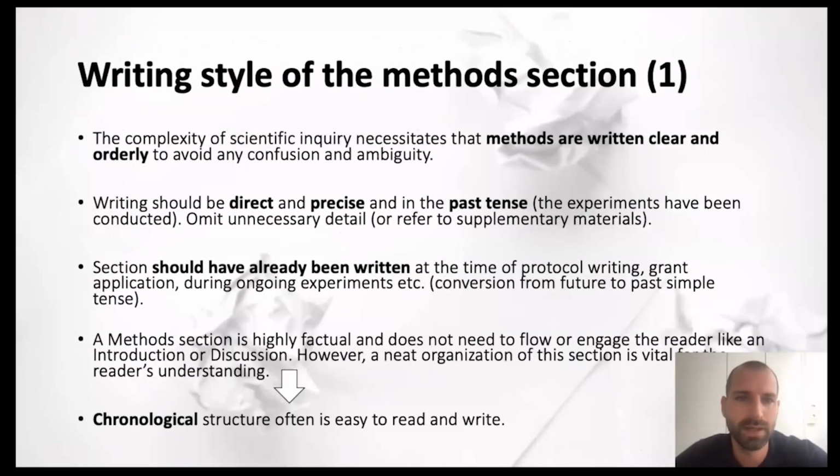So let's look at the writing style that you would employ for writing your method section. Well, first of all, the complexity of scientific research mandates that the methods are written in a clear and orderly fashion in order to make your writing as reproducible as possible, to avoid any confusion and ambiguity. Your writing style should be direct, precise, and in the past tense. So your protocol has already been written. The method section is basically a conversion of your protocol into the past tense.